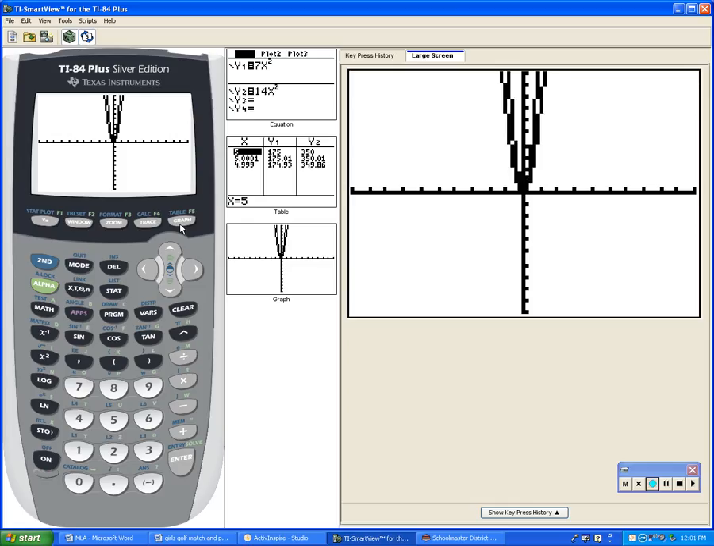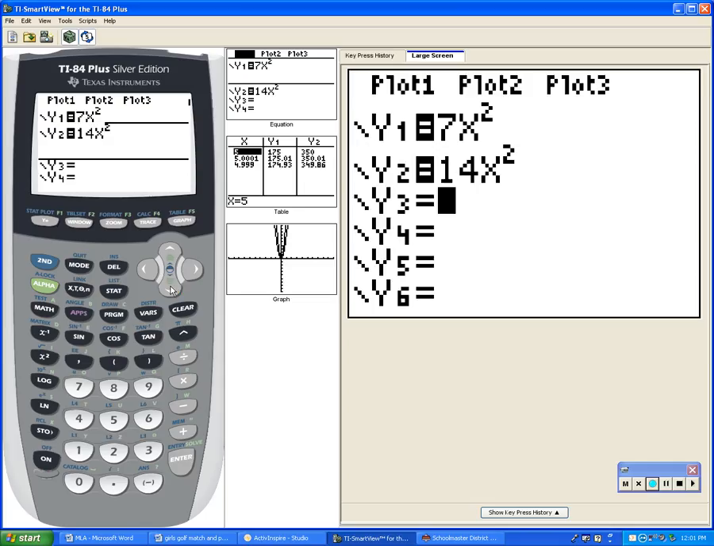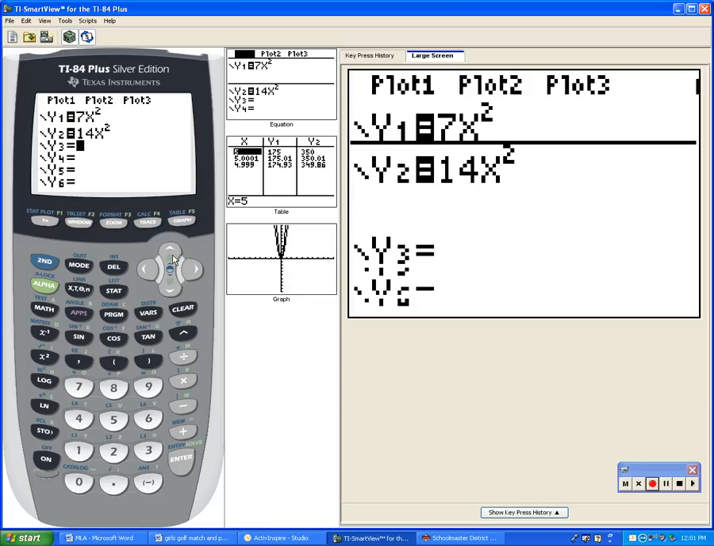Because it's smaller. The minimum's the same. They're both opening up. How would you describe it? It's skinnier. Okay? So what do you think is true then about the number in front of the x squared and the skinniness of the parabola? The higher the number, the skinnier the parabola is, Jason's guess.